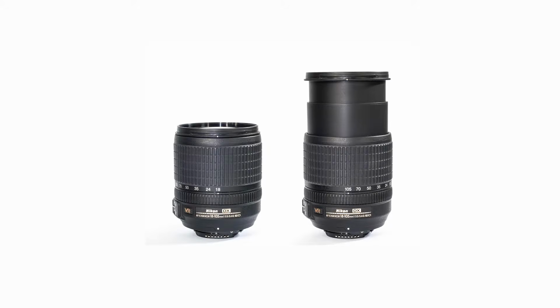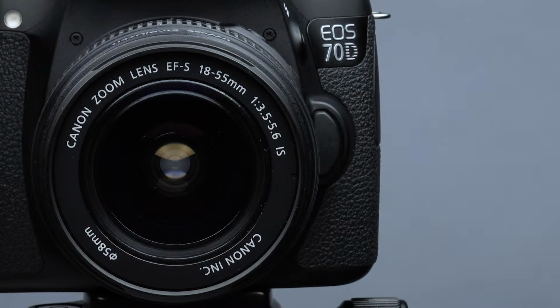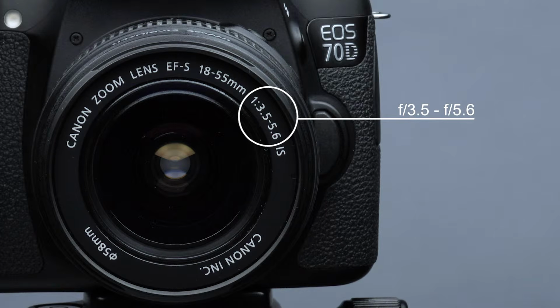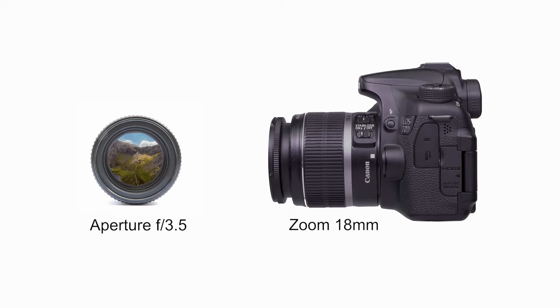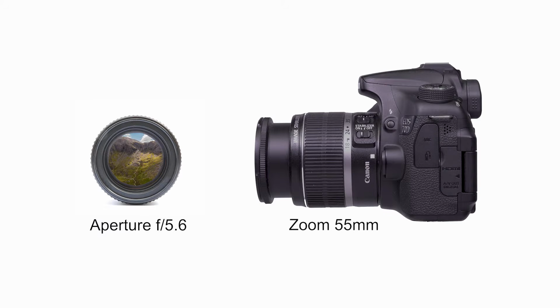Some zoom lenses also have a variable minimum aperture range depending on how zoomed the lens is. For example, a standard zoom lens of 18 to 55 mm will have a maximum aperture range of f3.5 to f5.6, depending on how zoomed the lens is. So when the lens is zoomed to 18 mm, the maximum aperture is f3.5, but when you zoom in to 55 mm, the maximum aperture is now f5.6.